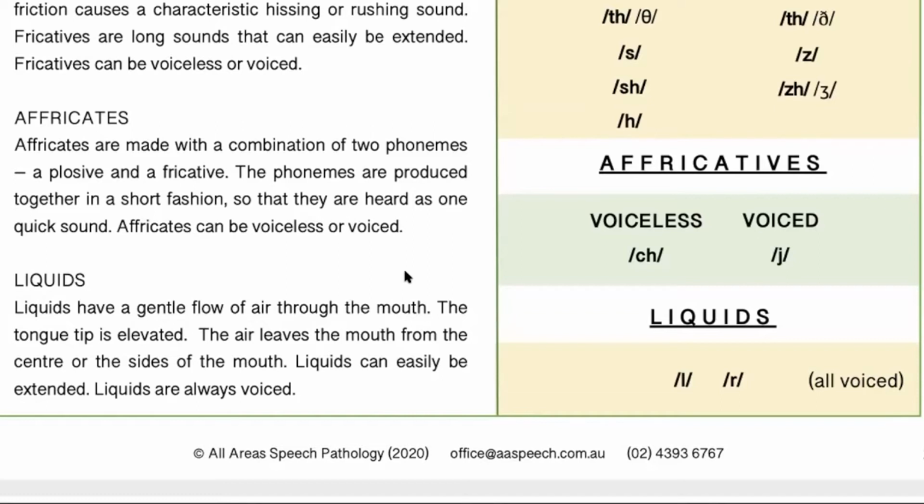So for liquids, it's the lateral or the side. So L is the lateral liquid. L. My tongue tip's elevated. I can extend the sound and the air is coming out the side. L, I can just feel that, but it's very gentle. Now for r, my tongue tip is elevated, but I can't see it because my teeth are a bit more closed. But I can feel the tongue tip's up.